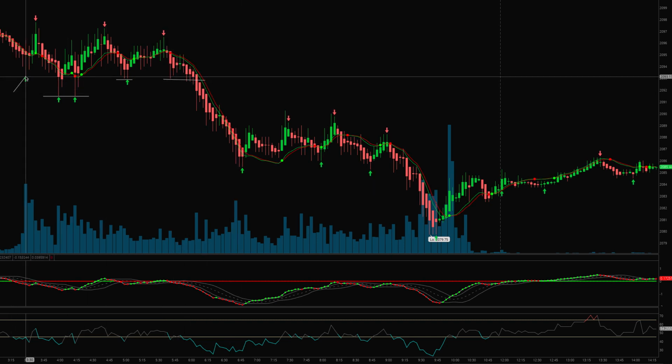So overall, from here to here, you would draw one solid line right across, and that would be major support. Same with the top.